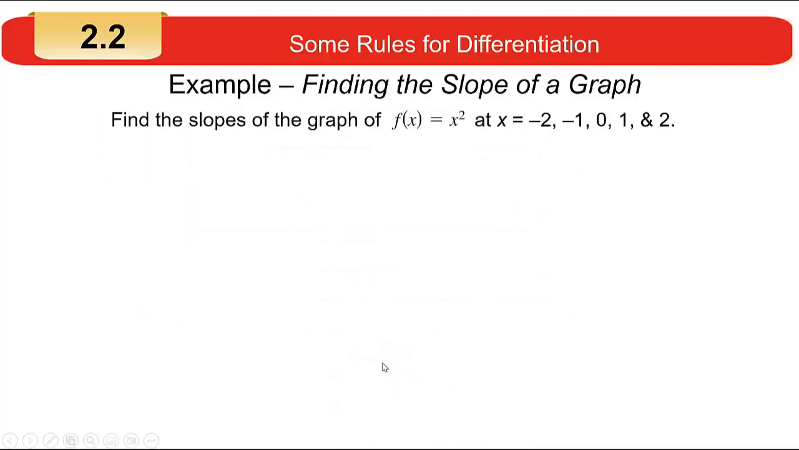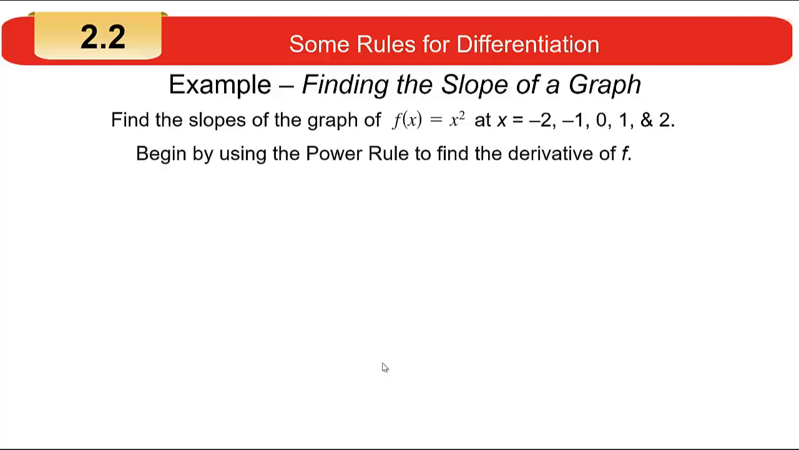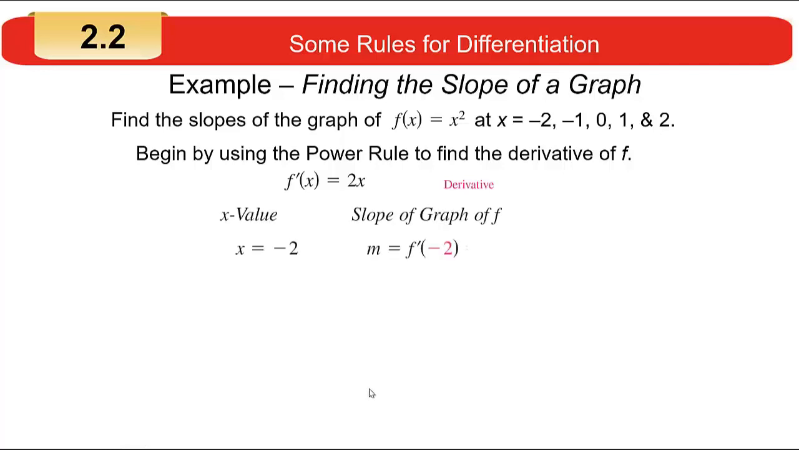How about this? Find the slopes of the graph of y equals x squared at various different values of x. Well, that's easy if you understand what the slope is. The slope of the graph means the slope of the tangent line to the graph, and the derivative is the slope of the tangent line. So all you've got to do is use the power rule on x squared, and you get a derivative of 2x. Then just plug in those various numbers. If you plug in minus 2, you get minus 4.